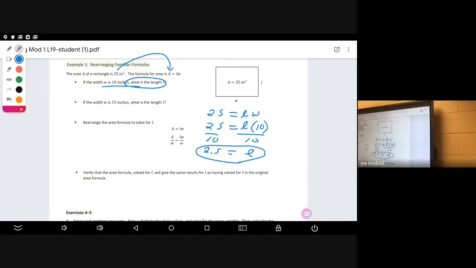If the width is 10 inches, what's the length? Well, the length is 2.5 inches. What's the width W? If the width W is 15 now, what's the length? Well, let's take this out. If the width is 15, now we're plugging in 15. Plug in 15. Divide by 15, and what do you get?